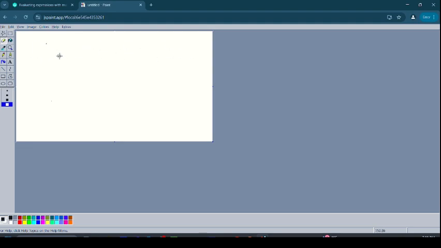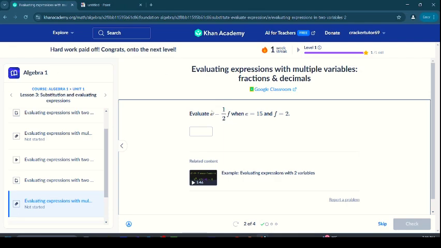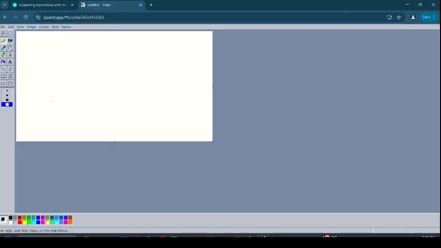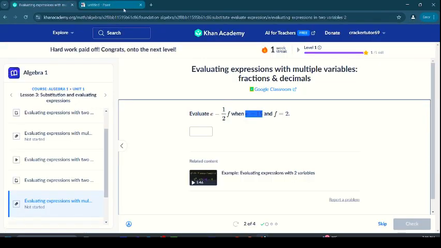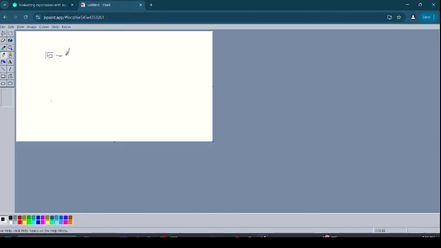Alright, so we have, what's this one? Evaluate e minus 1 over 2f, when e equals 15 and f equals 2. So let's plug in 15 for e. So let's get this, 15 minus 1/2, or 1 over 2, times f.